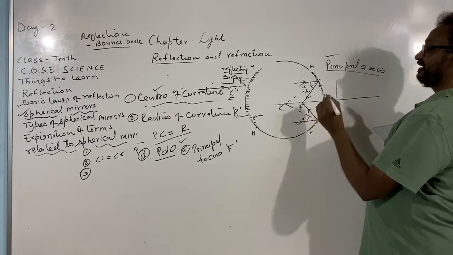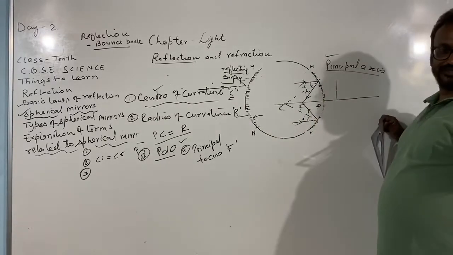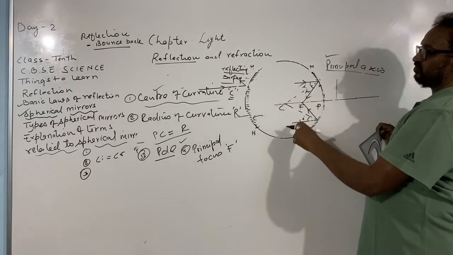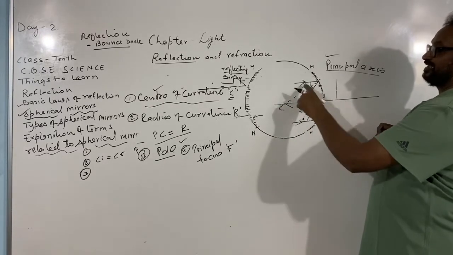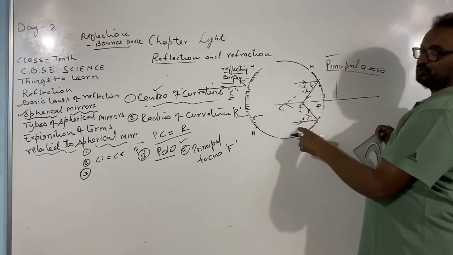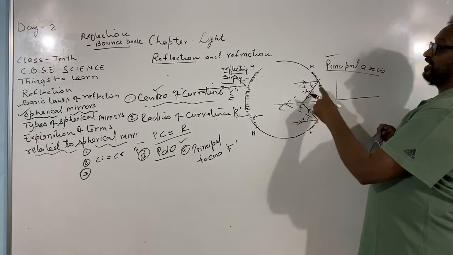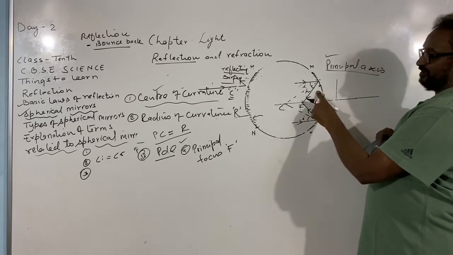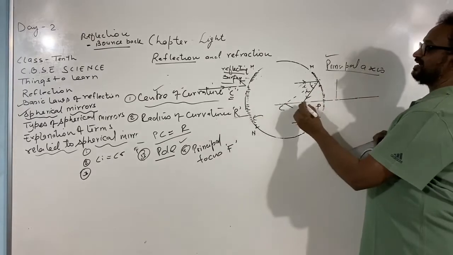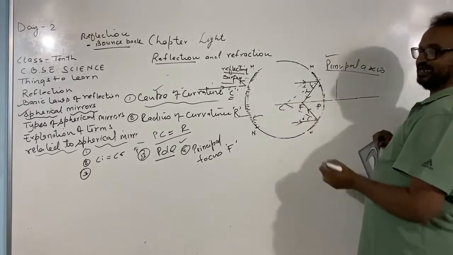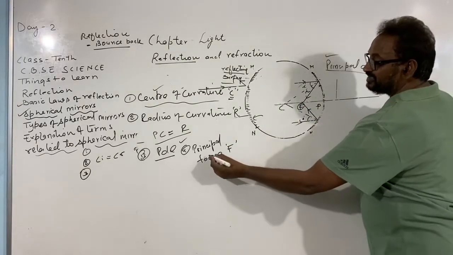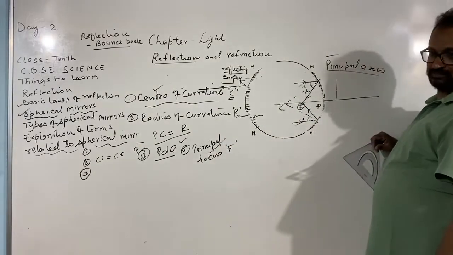So what we see here: the rays of light are parallel to the principal axis. These are the rays of light, this is the principal axis. The rays of light parallel to the principal axis, after reflection from the mirror, converge, meeting at a point F on the principal axis. This point F is called the principal focus.